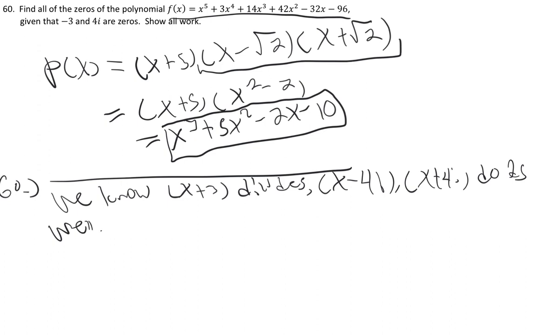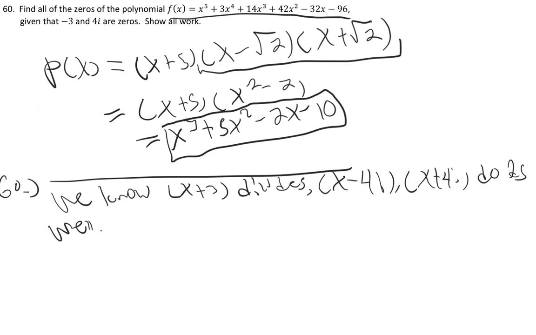Great, so we're going to basically combine the last 4 or 5 problems from this review into this problem. What we need to do is take the fact that x plus 3, x minus 4i, and x plus 4i all divide to simplify f to a quadratic. So we're going to do long division. Before we do that, we need to combine these factors into a cubic so that we can do long division in one step instead of having to do division 3 separate times.